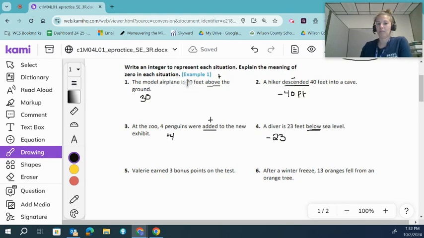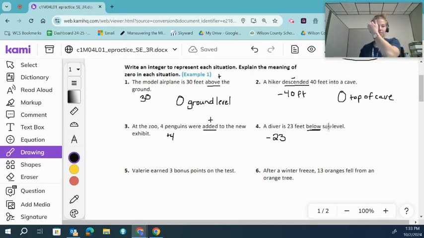Okay. Now, also in each of these situations, let's look at what that number 0 would represent. So a model airplane is 30 feet above ground. Well, then 0 would be ground level, okay? A hiker descended 40 feet into the cave. So 0 would be the top of the cave, okay? At the zoo, 4 penguins were added to the new exhibit. So 0 in this case would actually be the current number of penguins, because that's where we started, right?